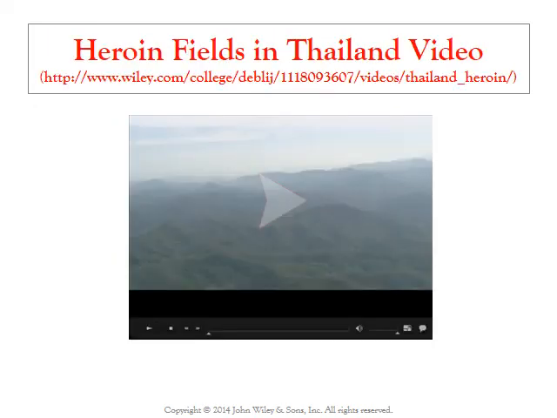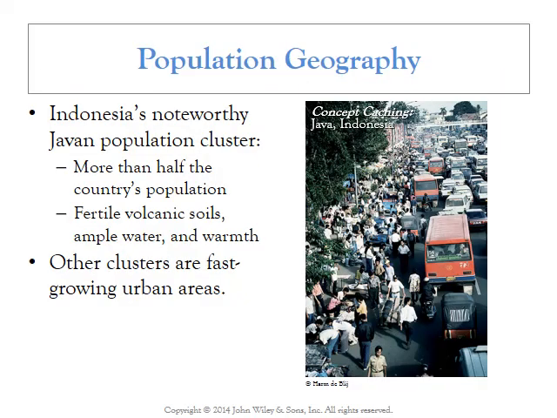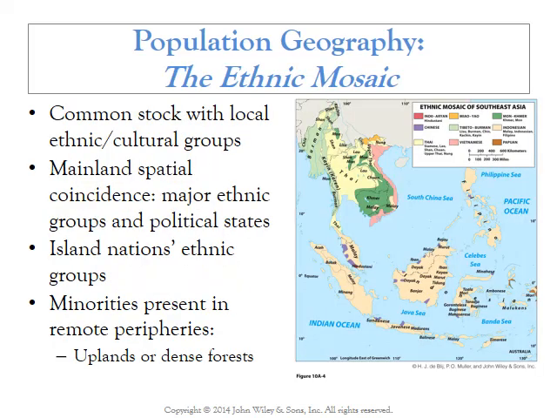This is an interesting video that features the methods that the Thai army is using to combat poppy growers in the Golden Triangle region. What should strike you is the amount of red on one of the islands, and that's actually the Indonesian island of Java. Formerly pronounced and spelled J-A-V-A, now written J-A-W-A. It's this one right here.